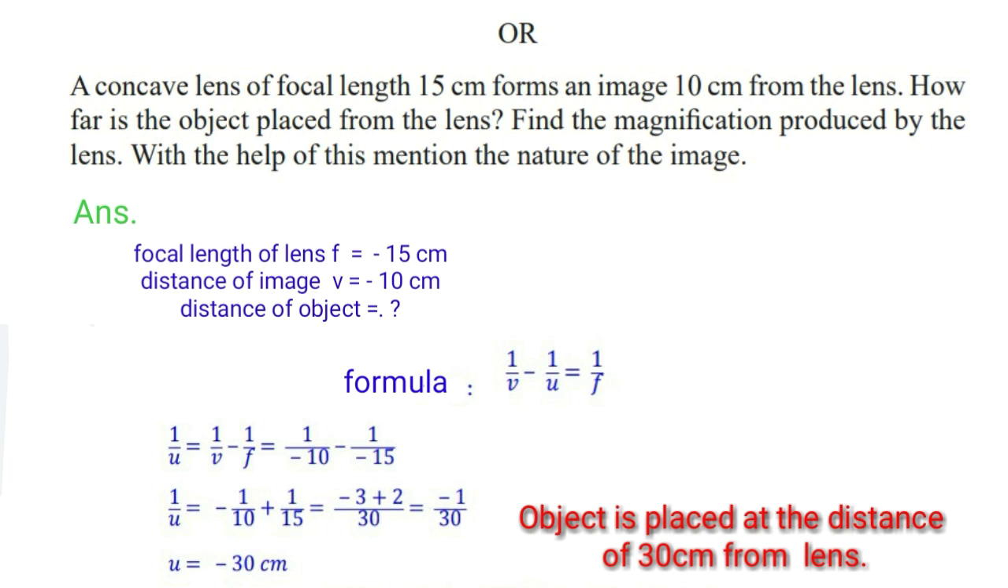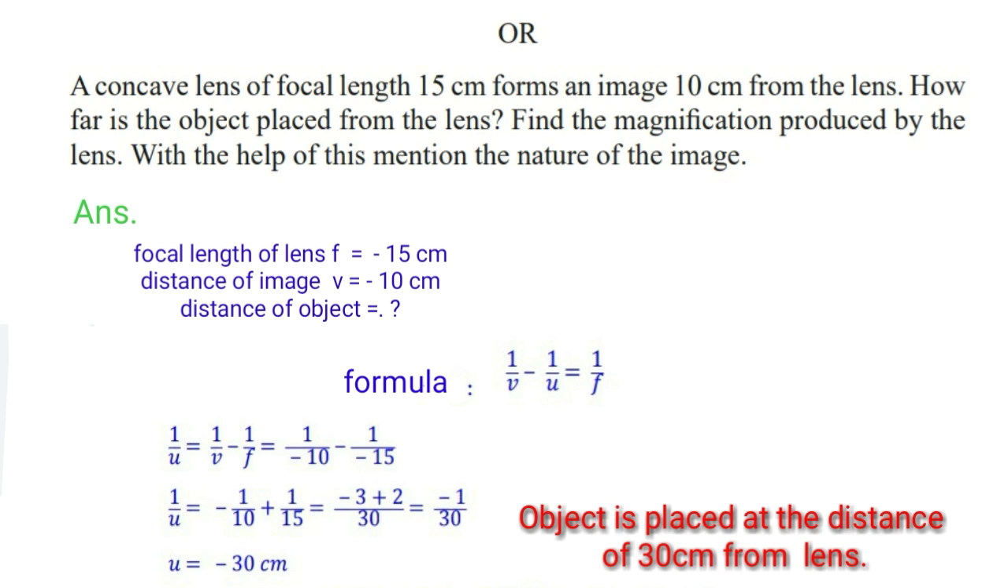So here the given things are focal length of the lens f is equal to minus 15 centimeter and distance of the image v is equal to minus 10 centimeter. Now we have to find the distance of the object. The formula that can be used here is 1 by v minus 1 by u is equal to 1 by f. So by substituting the values we will get 1 by minus 10 minus 1 by minus 15. So 1 by u is equal to minus 1 by 10. So minus and minus will become plus.